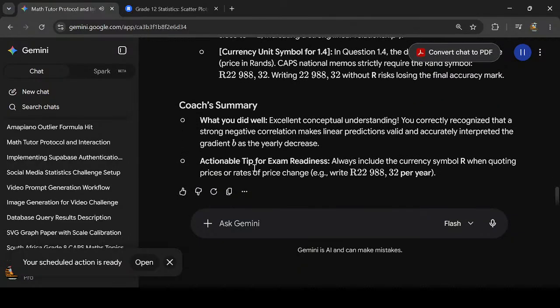Coach's summary. What you did well: excellent conceptual understanding. You correctly recognized that a strong negative correlation makes linear predictions valid and accurately interpreted the gradient B as the yearly decrease. Actionable tip for exam readiness: always include the currency symbol R when quoting prices or rates of price change. For example, write R22,988.32 per year.